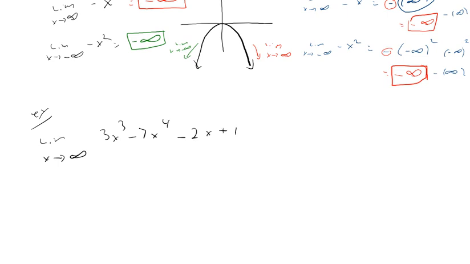What is this going to be? We're going to use our trick with this. We're going to imagine plugging in infinity. Plug in, and we're going to get 3 times infinity cubed, minus 7 times infinity to the 4th power. Whoa. Infinity to the 4th power, minus 2 times infinity plus 1.